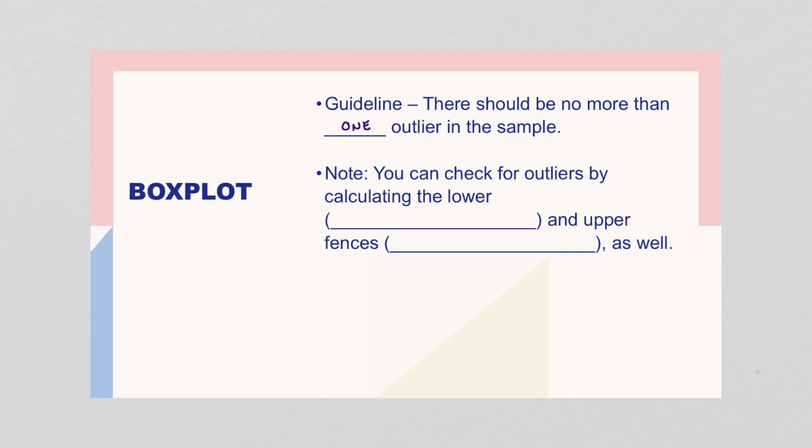And then here, note, you can check for outliers by calculating your lower fence and your upper fence. And remember that if you decided to do that by hand, that would be the first quartile minus 1.5 times your IQR. And then for your upper fence, that would be Q3 plus 1.5 times your IQR.